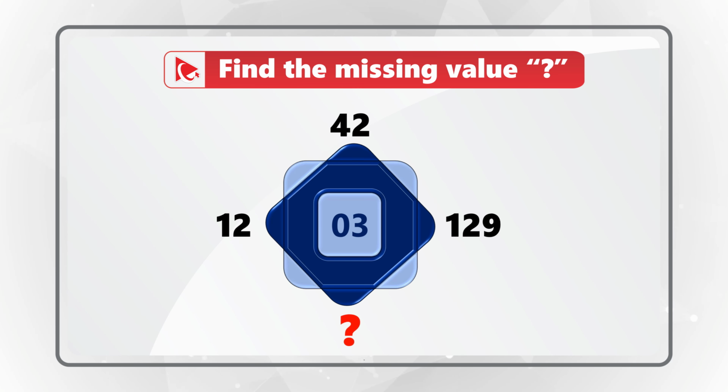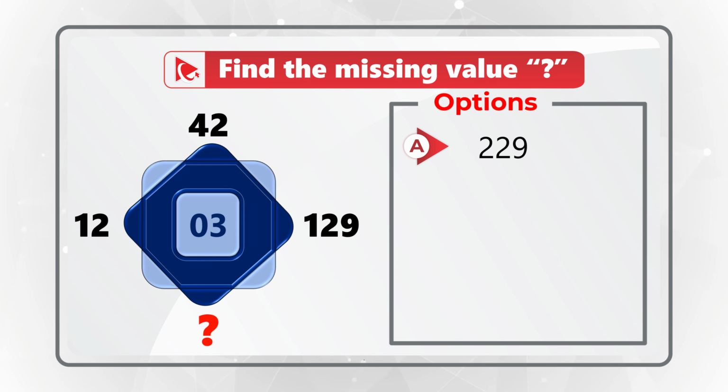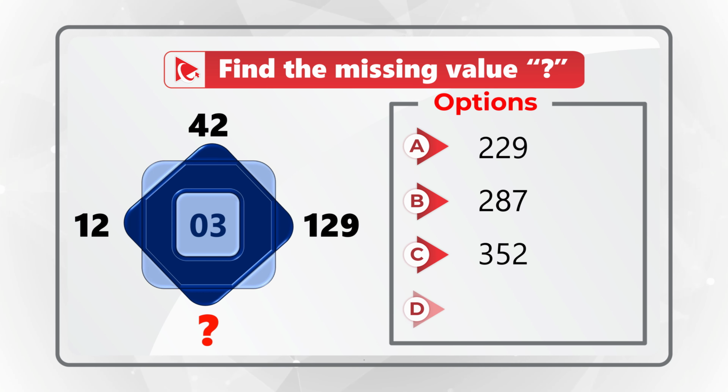Take a close look to see if you can find the missing value. Missing value is represented by the question mark in a shape that contains numbers around the shape as well as one number inside. The numbers you see are 12, 42, 129, and then there is a number 3 in the middle. You have 4 different choices to choose from. Choice A, 229. Choice B, 287. Choice C, 352. And then choice D, 390.